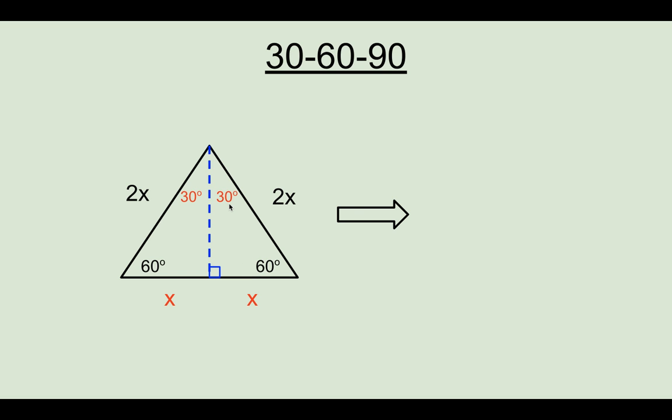Just like I did my square before, let's pull out one of these triangles. And one of these triangles is the 30, 60, 90 triangle now. And from this work, I know that the side opposite of 30 is x, and the side opposite 90 degrees, the hypotenuse, is 2x.